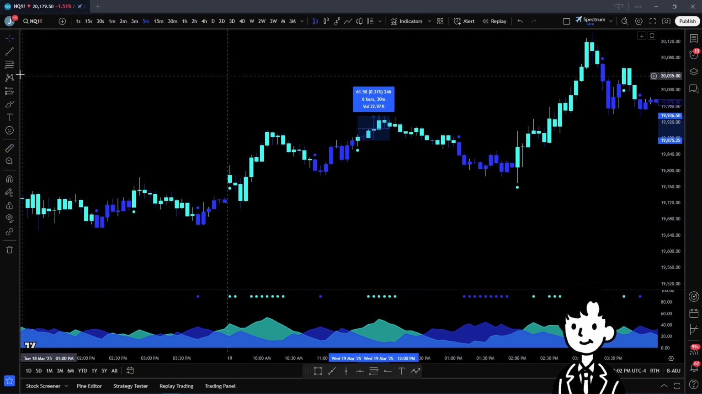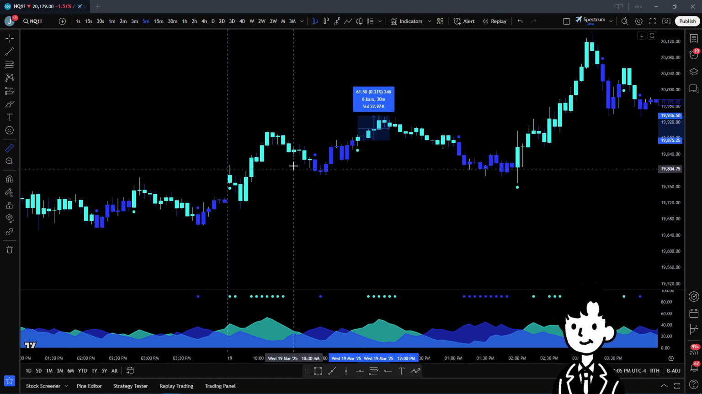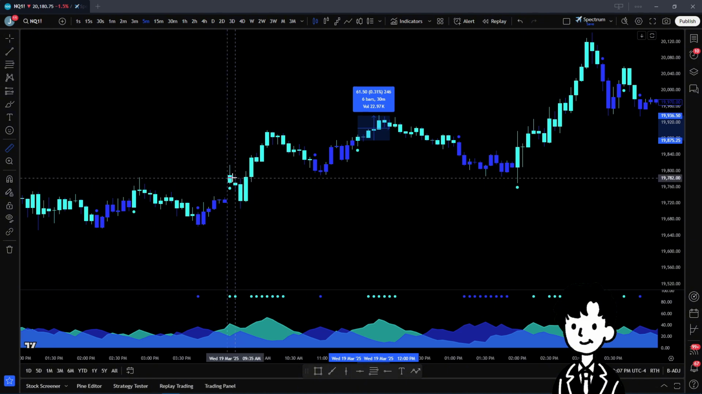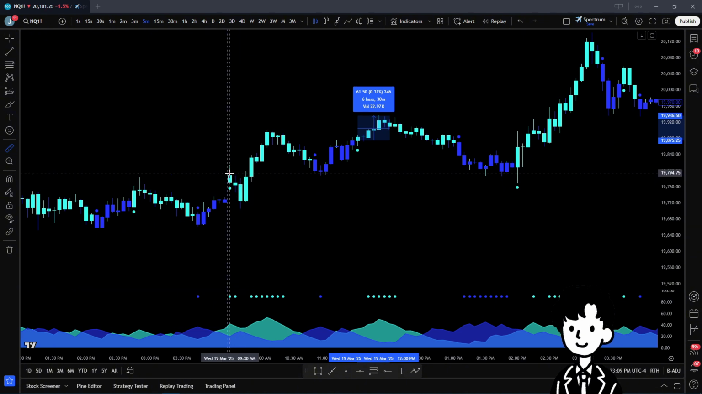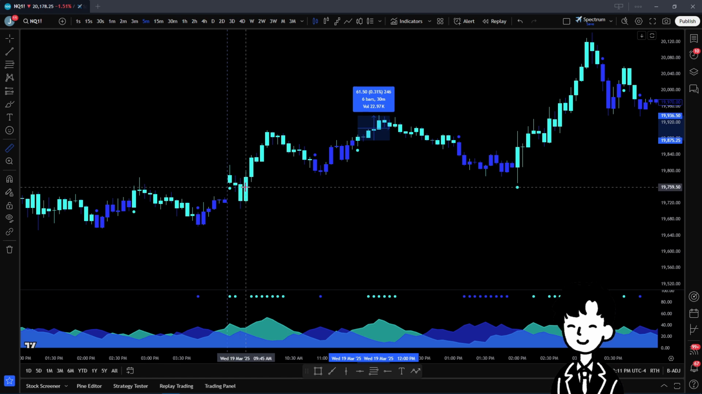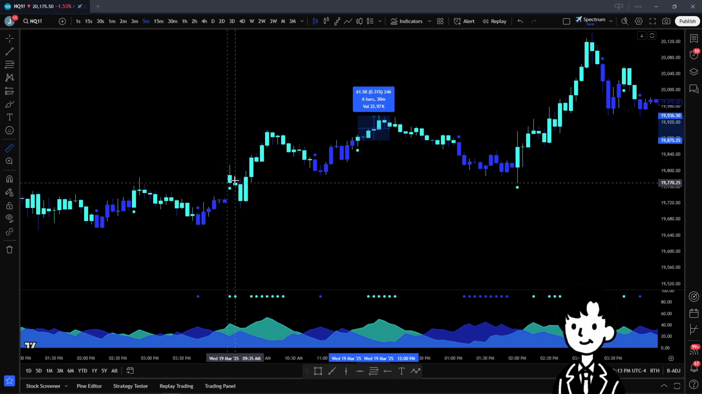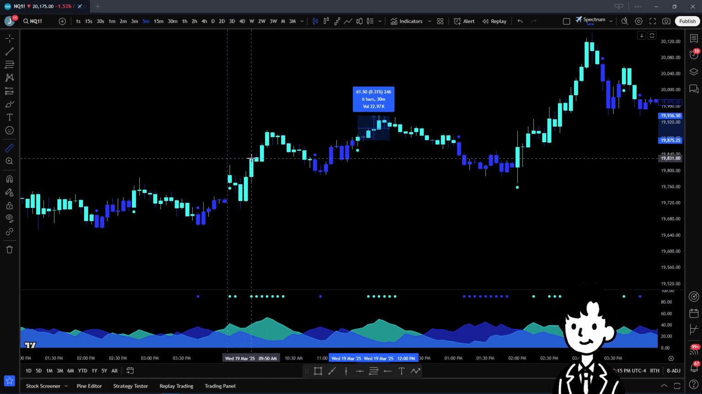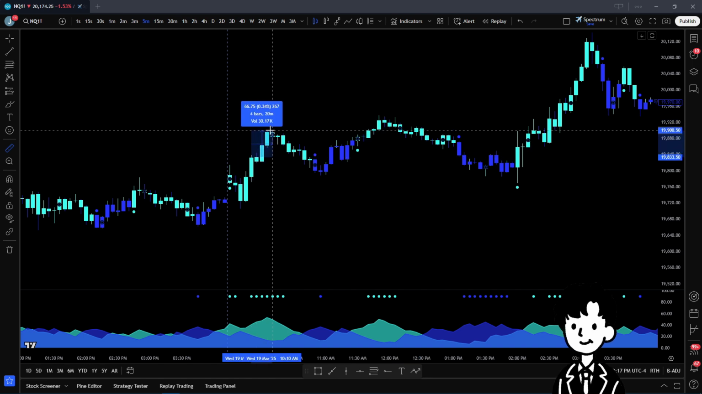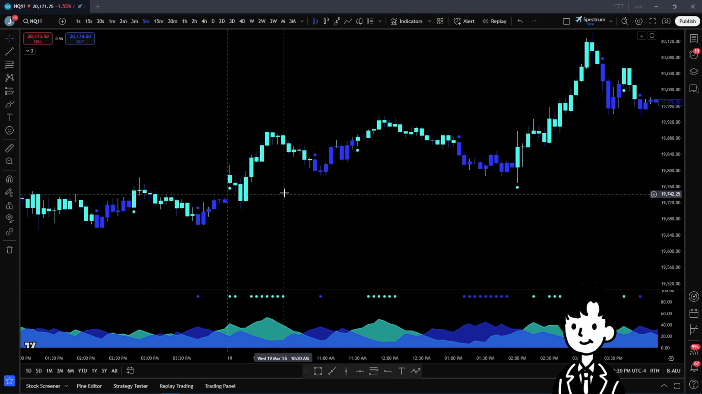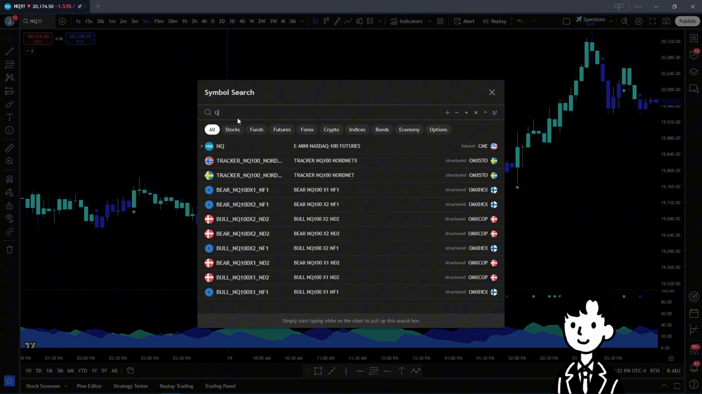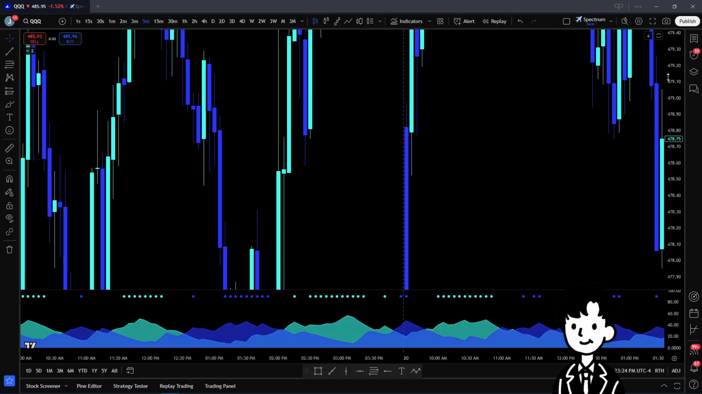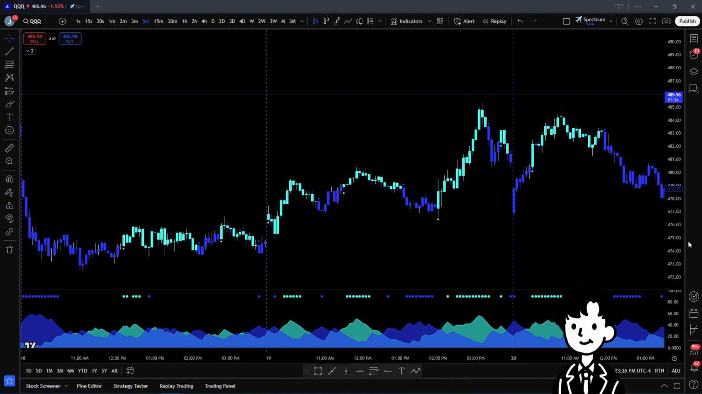60 points. This is market open, so you wouldn't really want to enter at market open. But if you entered here on the pullback, look at the start right here, 60 points. So let's look at QQQ, see how it performs.